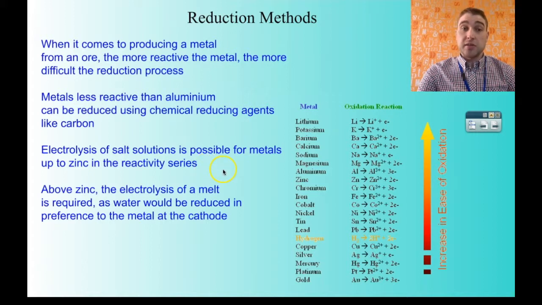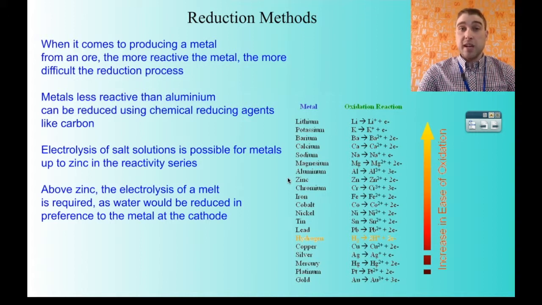You can electrolyze a salt solution for metals up to zinc. So copper, for example, they use a copper sulfate solution that's electrolyzed to produce copper. So for these ones in here, you can use a salt that's in solution and reduce the metal ion from the salt solution. Above zinc, you need to use a melt, which means you have to produce a salt and then melt that salt at high temperatures and then electrolyze that.